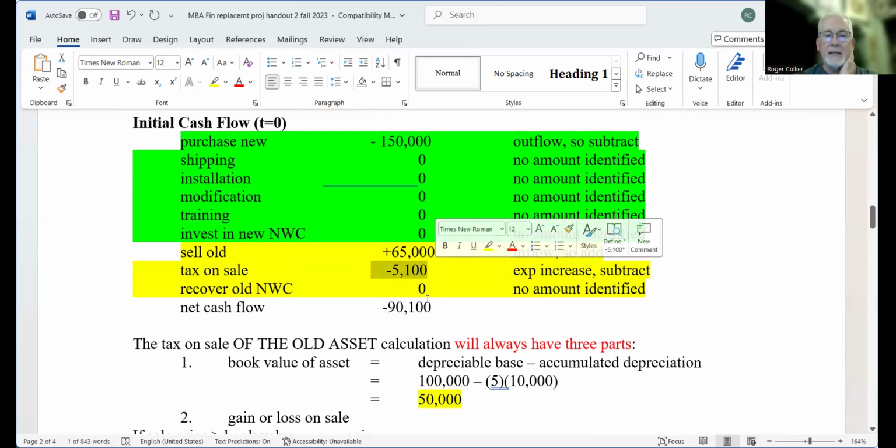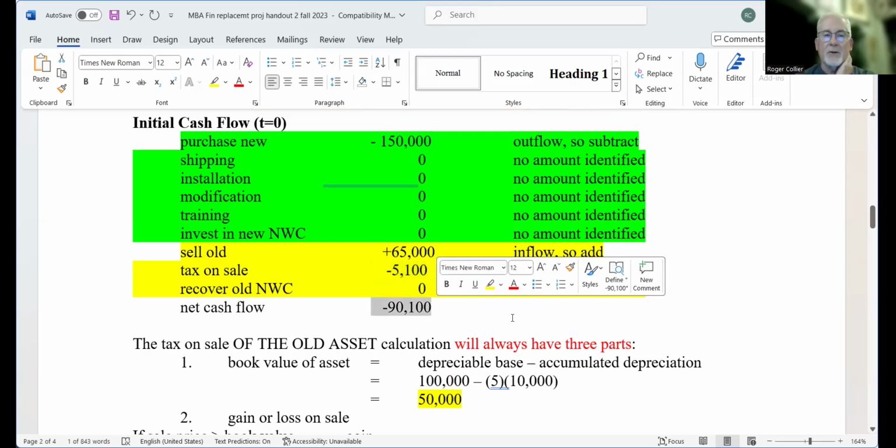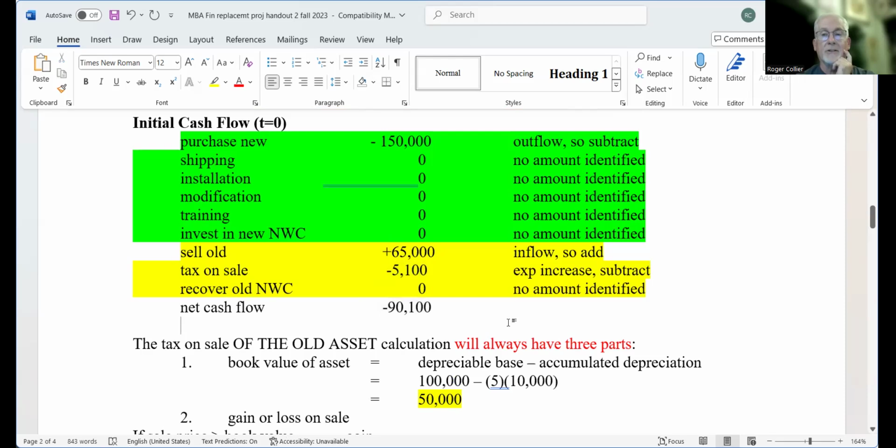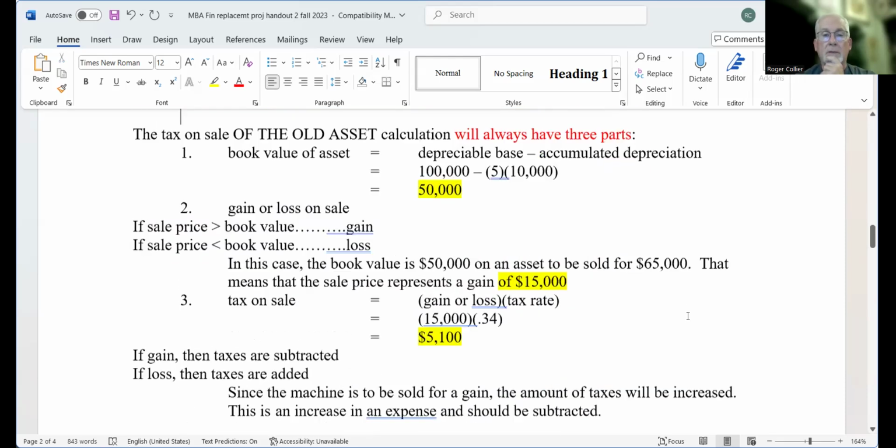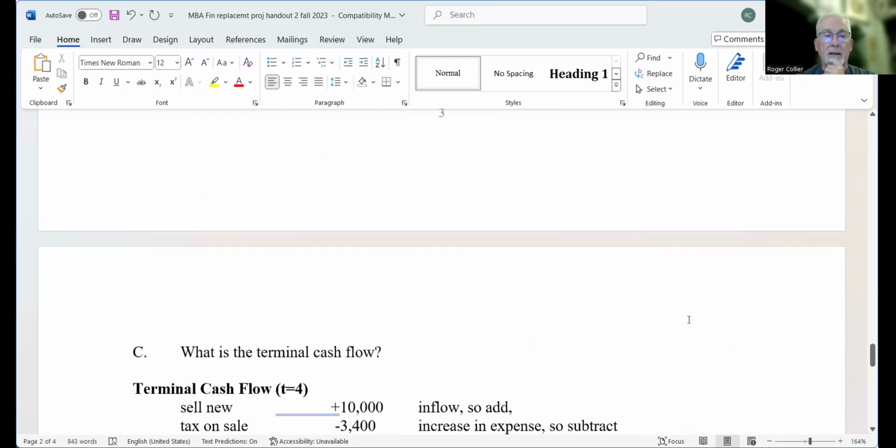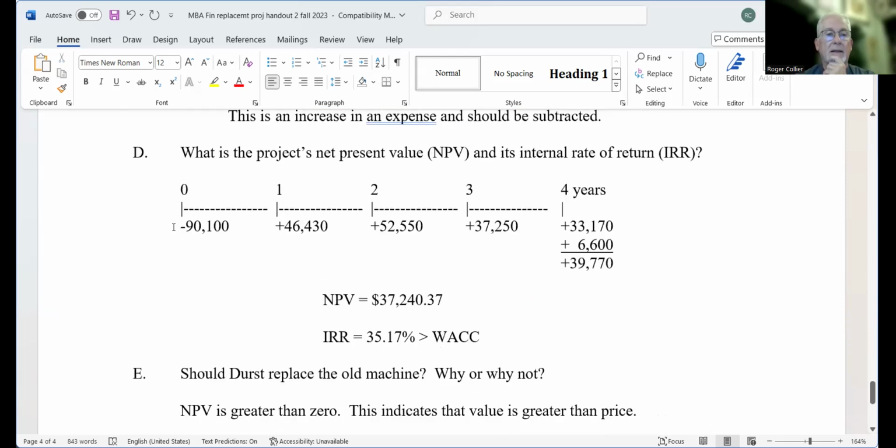There was no mention of any net working capital, so that's a 0. Put all of that together, minus 150 plus 65,000 minus 5,100, our net initial cash flow is negative 90,100. And that goes down here on our timeline, negative 90,100.